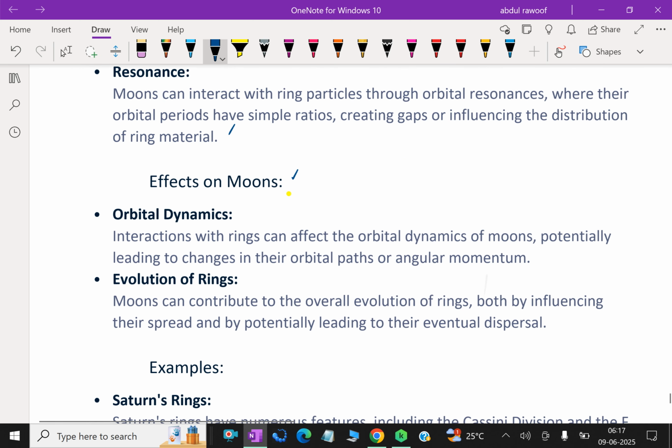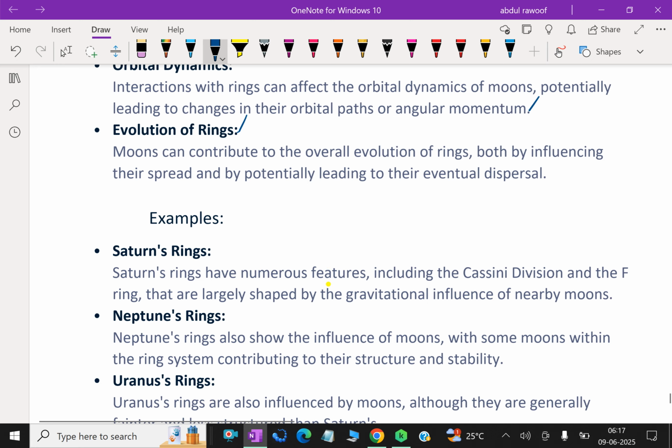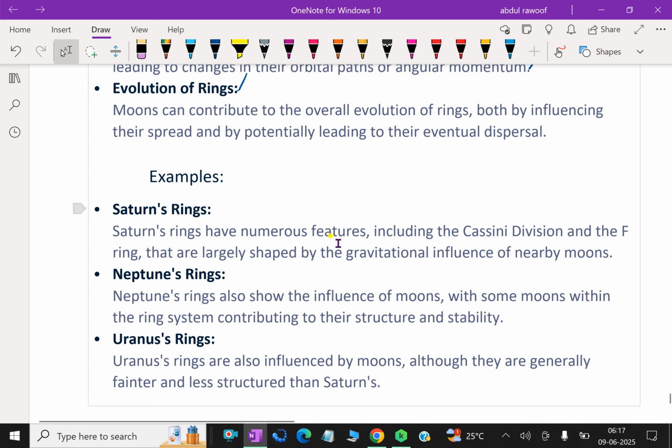What is the effect on moons? Orbital dynamics: interaction with the rings can affect the orbital dynamics of moons, potentially leading to changes in their orbital paths or angular momentum. Evolution of rings: moons can contribute to the evolution of rings, both by influencing their spread and by potentially leading to their eventual dispersal.